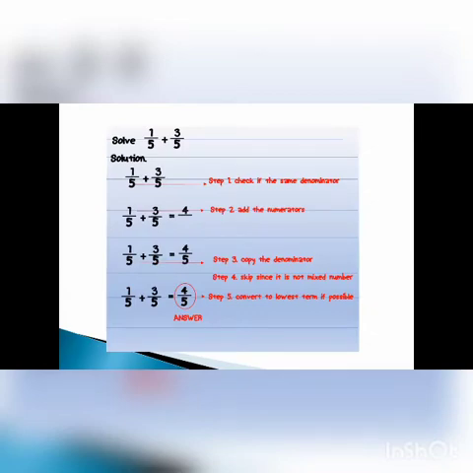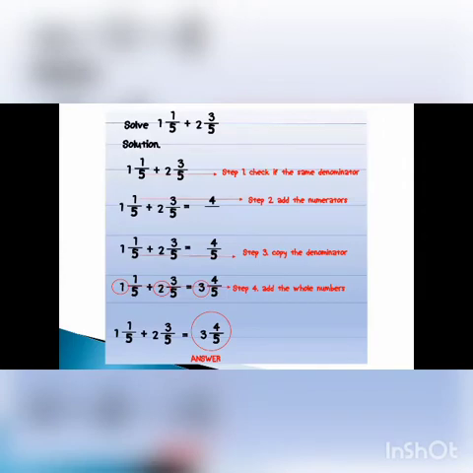Let's see one more example. 1 by 5 plus 3 by 5. Here you can see in step 1, the denominators are the same. In the next step, we will add the numerators. That is, we will add 1 plus 3. Next step, we will copy the denominator. That is, 5 will remain 5. And in step 4, we will skip since it is not a mixed number. And step 5 is that we will convert into the lowest term if possible.